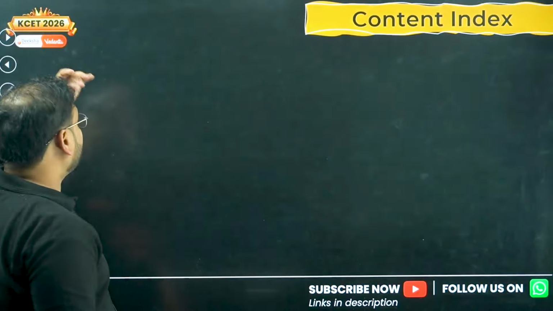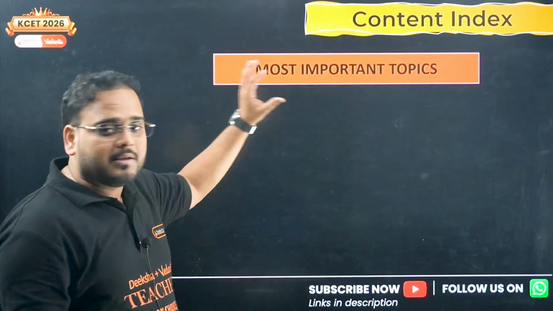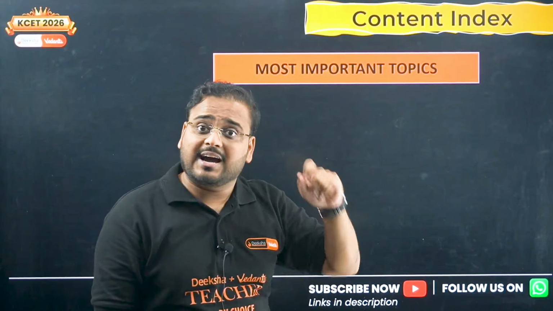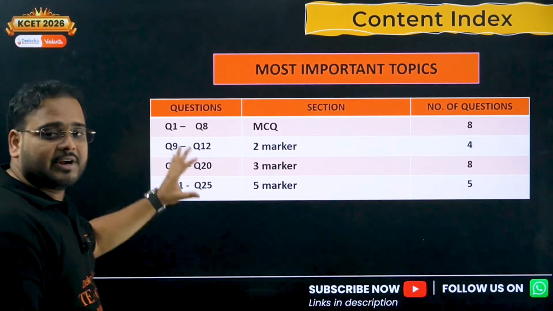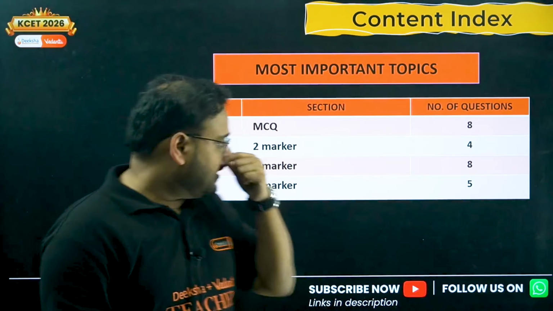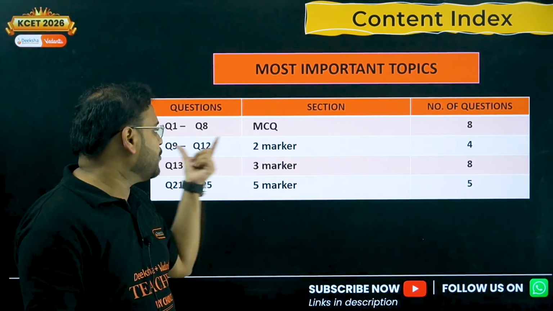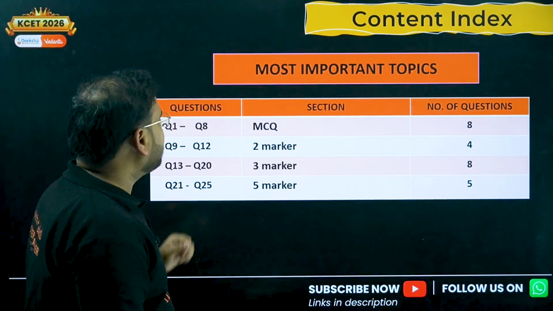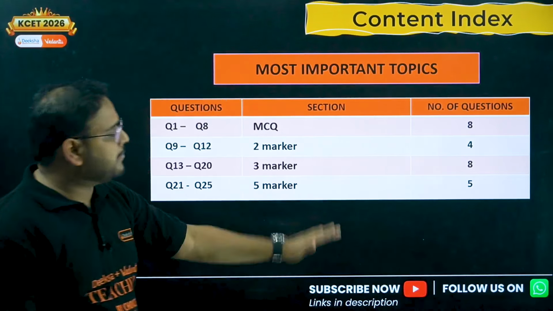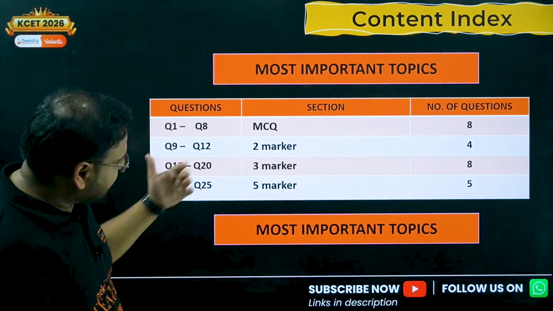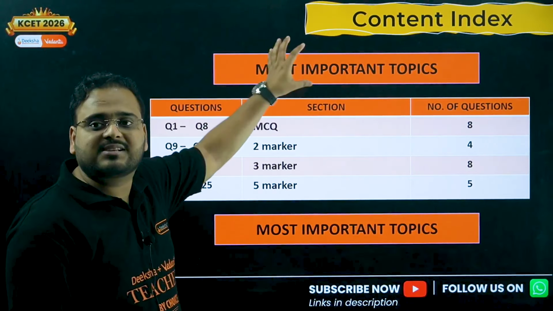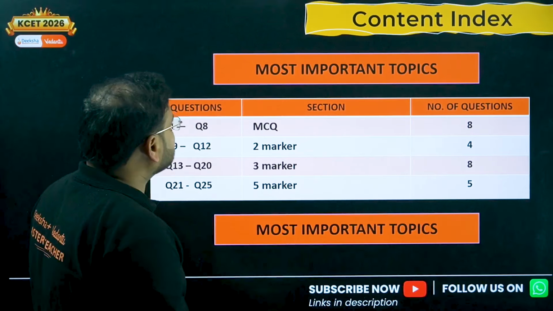And if you move on to the session plan, what I'm going to give you today will be starting from the most important topics discussion. I'll discuss the topics with concepts. Then I'll move on to the questions. We have 25 questions to discuss today. So we have a total of 8 MCQs, 2 marker questions are again 4, and 3 marker is 8, and we have 5 marker, again 5 more questions. And later, again, this is just a list of topics and I'll discuss them over here as well. Okay, so this is clear.